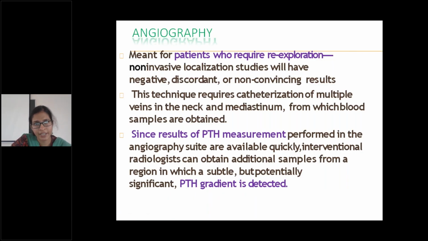This is mainly indicated for re-exploration. Initially we have the surgery done, and again the parathyroid hormone levels are not coming down. So we have to go for re-exploration for recurrence, I mean, if parathyroid hyperplasia or adenoma is there, then we go for re-exploration.